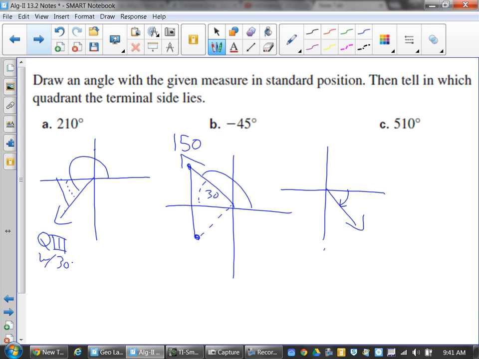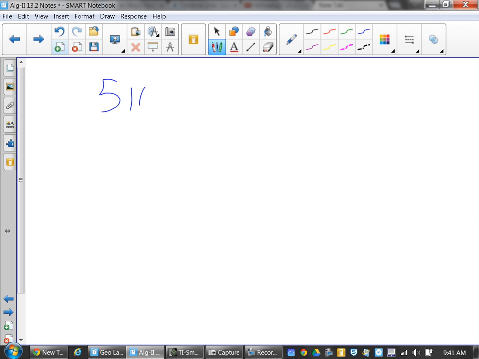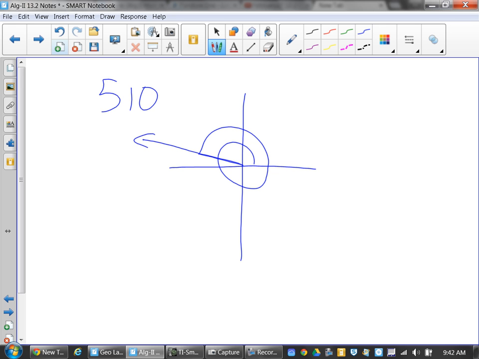Now, the last one here is 510. I'm going to put it on a different sheet so we have a little bit of space. 510. You didn't know they stack stuff that high? Now, here's where you have to be careful. We go around, that's 360 degrees, correct? Now, what's 360 plus 180? 540. So it's got to be over here somewhere, right? So how far off is it? It's 30 degrees off. So the reference angle is 30.